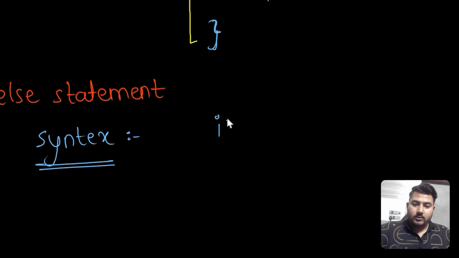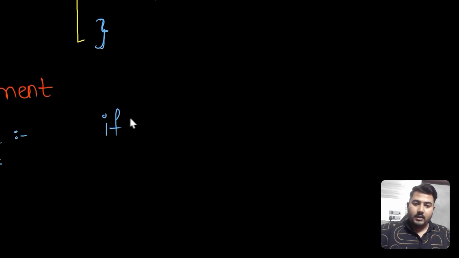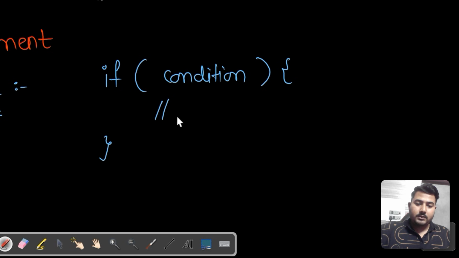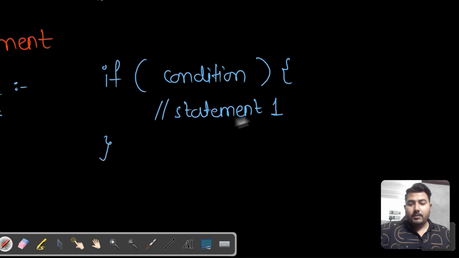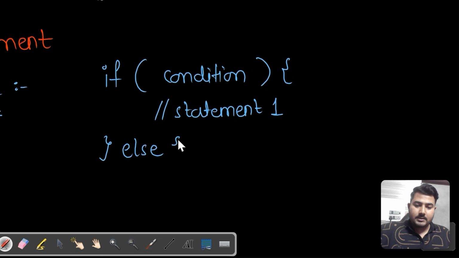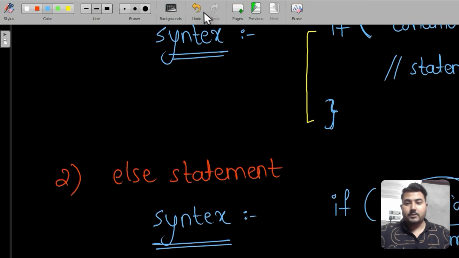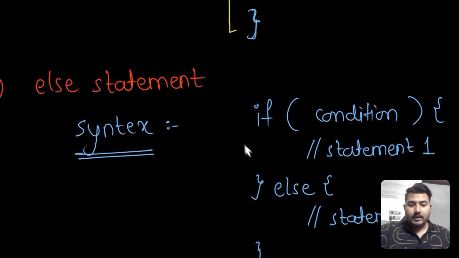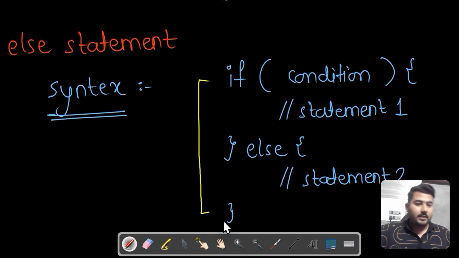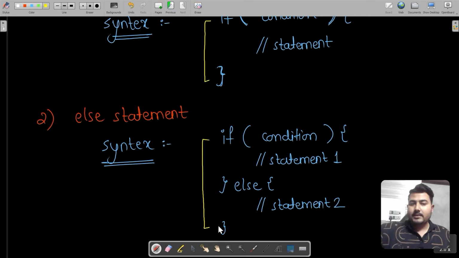Okay, let me just write down the syntax. What it means is, if a particular condition is true, then it will simply execute this statement number 1. But in case this condition is not true, then we can put an else statement here, which will make sure to execute that statement number 2 when this condition is not satisfied. In case it is not true, in that case the statement 2 will be getting executed. This is the second syntax that we have.